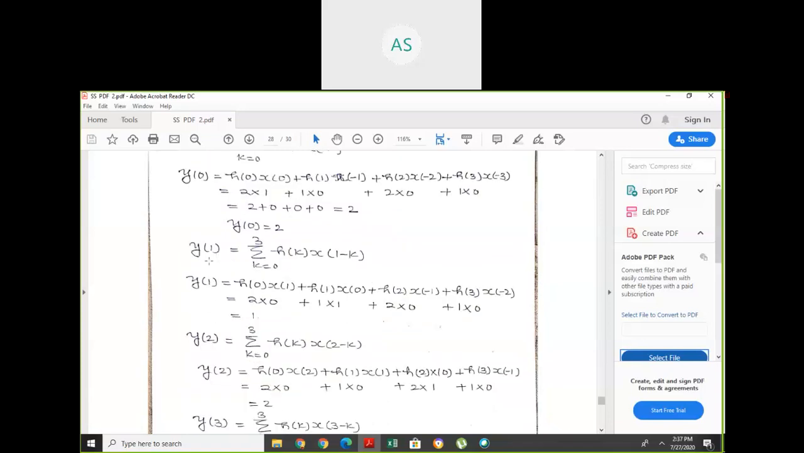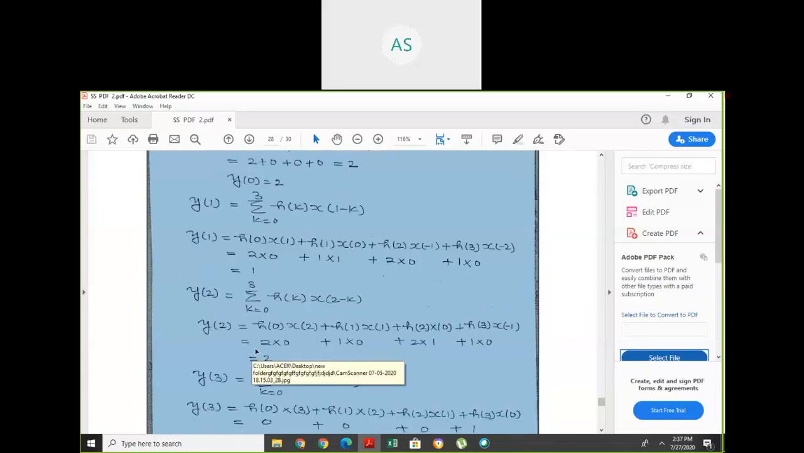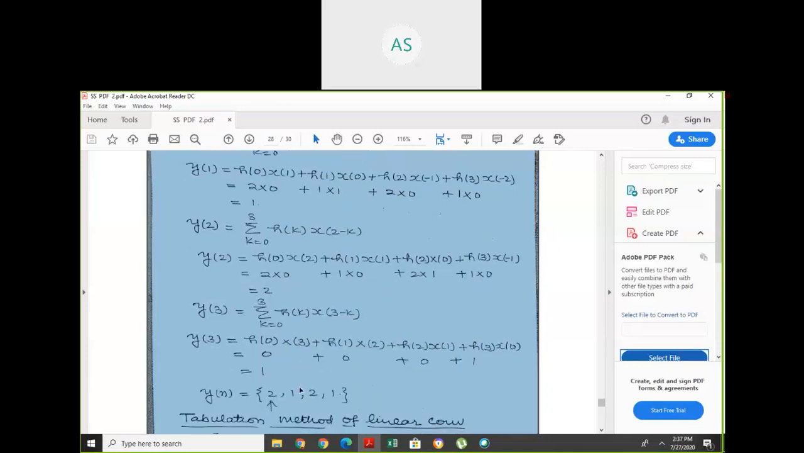Similarly, calculate the value of y of n. Same method, substitute and calculate y of 1, then calculate y of 2 and y of 3. This is your final result. y of n is 2, 1, 2, 1, and the value of y of n is 2 when n is 0.